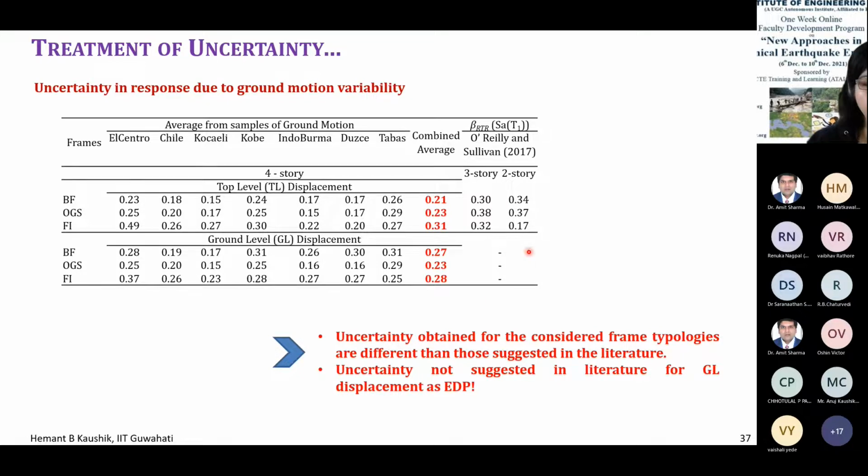Okay, now mind you that this uncertainty is only the aleatoric uncertainty coming from the ground motion variability. Okay. So obviously the uncertainty obtained is not suggested in the literature as the EDP. Right? Ground level displacement as EDP is not suggested in the literature.